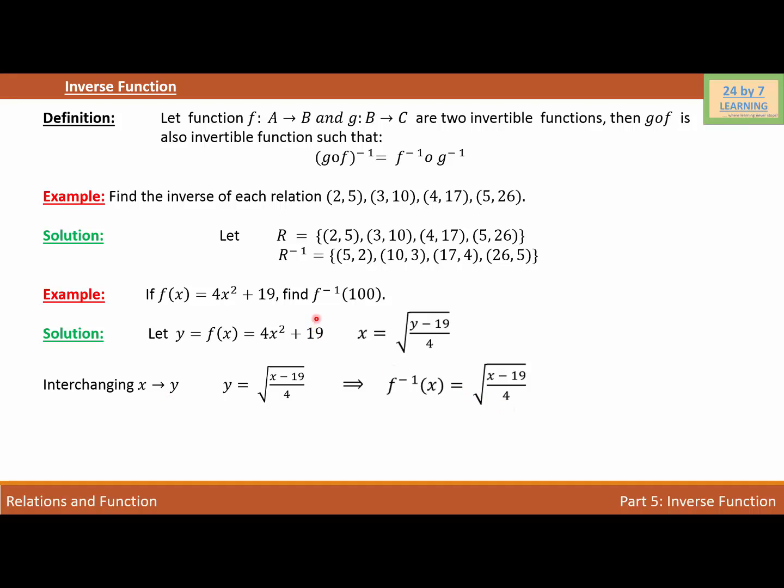Since we have to find the value of f inverse of 100, we are going to substitute 100 for every x. So f inverse of 100 is equal to, for x I have 100, so (100 minus 19) over 4. 100 minus 19 is 81, and then I have 4. Square root of 81 is 9, and square root of 4 is 2. So the value of the inverse of a function when x is 100 is 9 over 2.